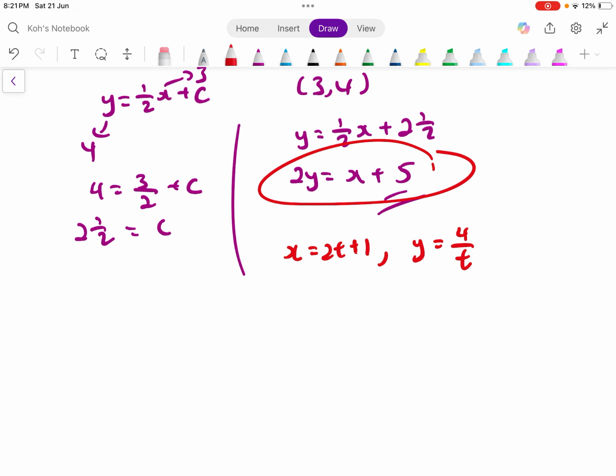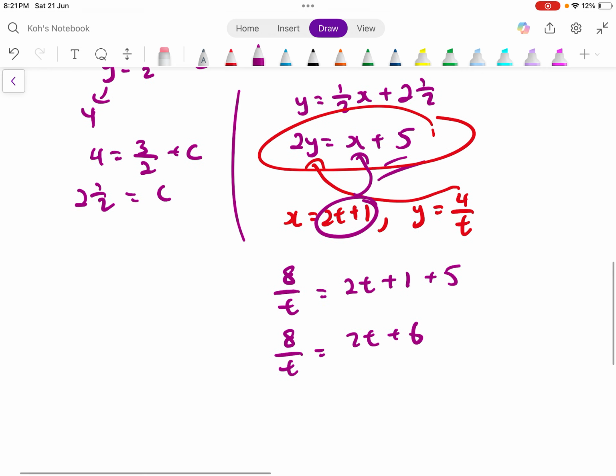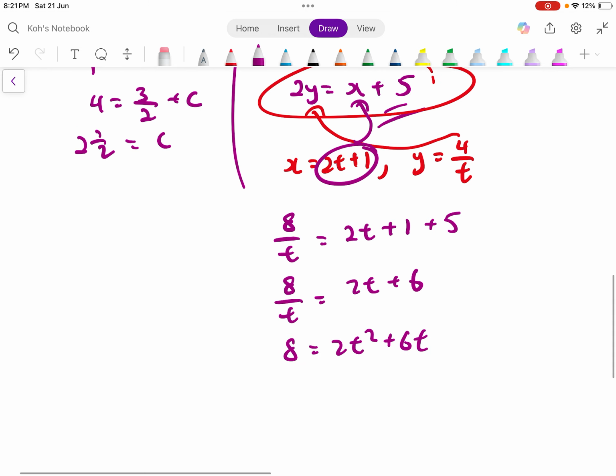I sub these into the equation of the normal, so I'll get 8 over t equals 2t plus 1 plus 5. I do the manipulation: 8 over t is equal to 2t plus 6. Then you just cross multiply, so 8 equals 2t squared plus 6t. And then move everything to the right hand side.